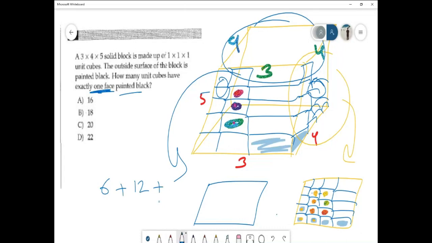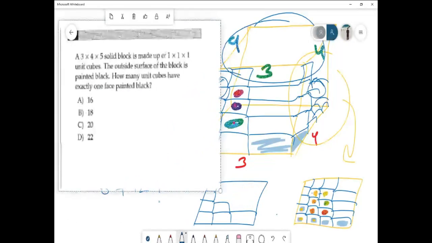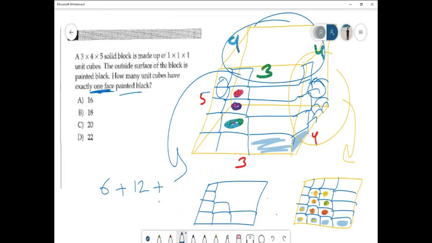In this side, it's magnified here. How many will I have? This is 3, and this is 4. So that means I have 3 blocks here, and I have 4 blocks there. Sir, I didn't understand how you found 12 and 6. Okay, I will explain it.